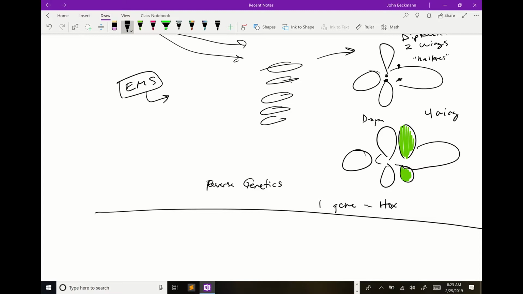You're mutating it back to an ancestral form. You don't know what you're looking for. You're screening for a phenotype. And then you find a phenotype and you trace it back to the gene that was mutated.